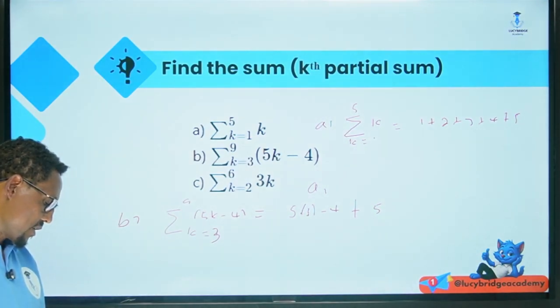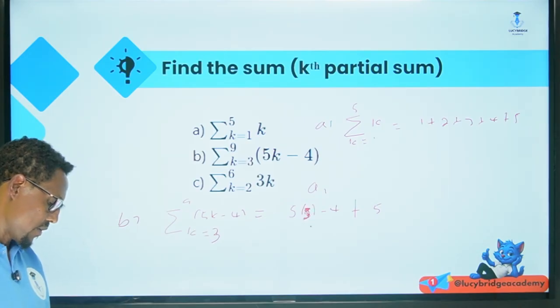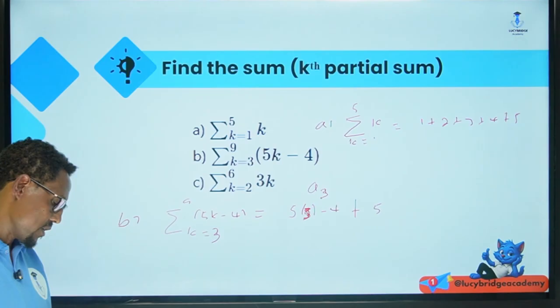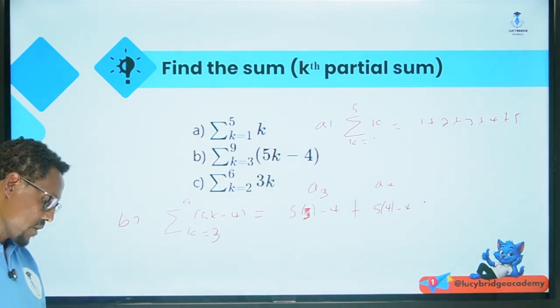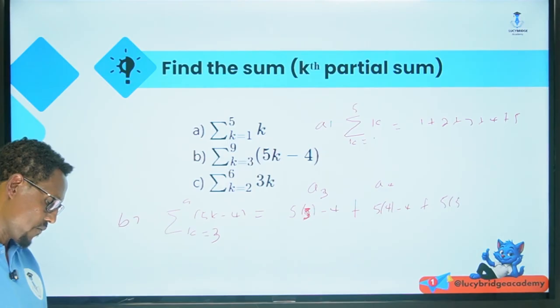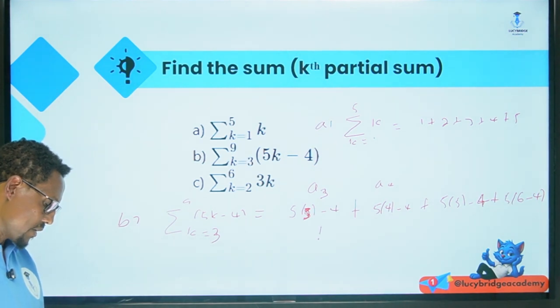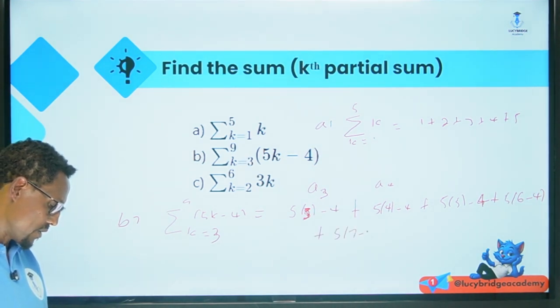3, yes, 3 in place of K we substitute 3. 5 times 3 minus 4, this is A3, and A4 is 5 times 4 minus 4, plus 5 times 5 minus 4 plus 5 times 6 minus 4 plus 5 times 7 minus 4 plus 5 times 8 minus 4 plus the last one, 5 times 9 minus 4, up to 9, we do.